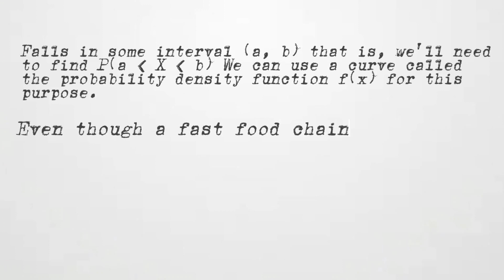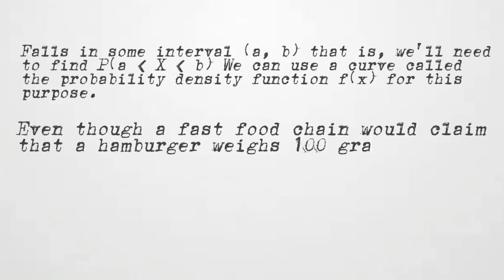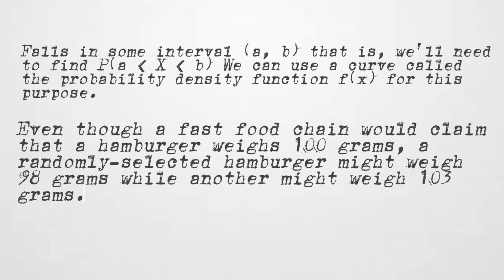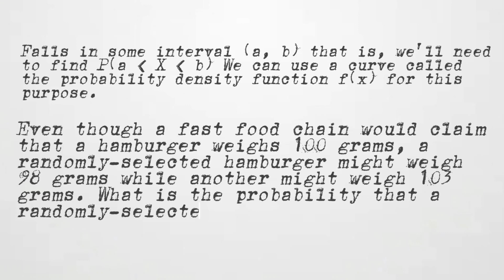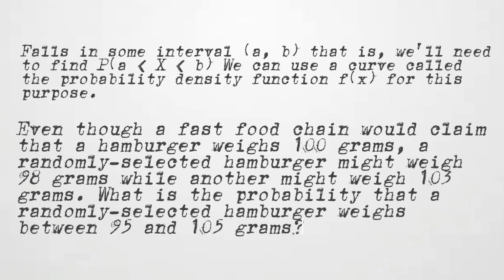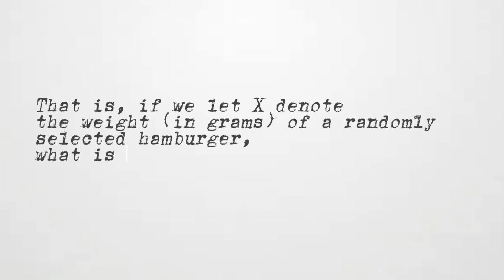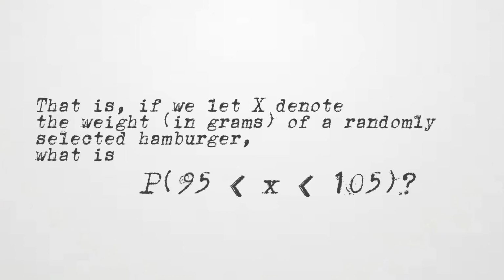Even though a fast food chain will claim that a hamburger weighs 100 grams, a randomly selected hamburger might weigh 98 grams while another might weigh 103 grams. What is the probability that a randomly selected hamburger weighs between 95 and 105 grams? If we let X denote the weight in grams of any randomly selected hamburger, what is P(95 < X < 105)?